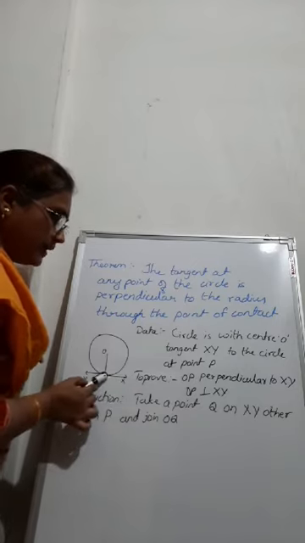Now what we have to prove? We have to prove that OP is perpendicular to XY. OP is the radius of the circle. XY is the tangent of the circle. Perpendicular means here we have to get the 90 degrees. For this we have to do one construction. Take a point Q on XY, other than P. I have taken Q apart from P. So Q is here, P is here. Then join OQ.